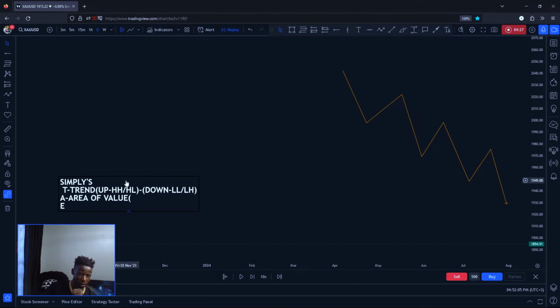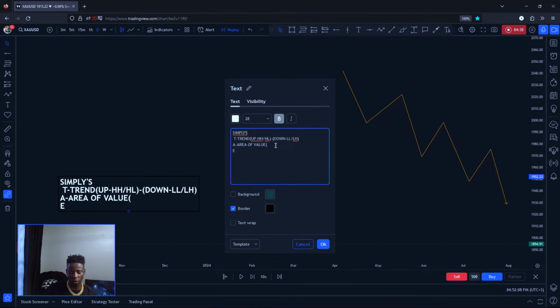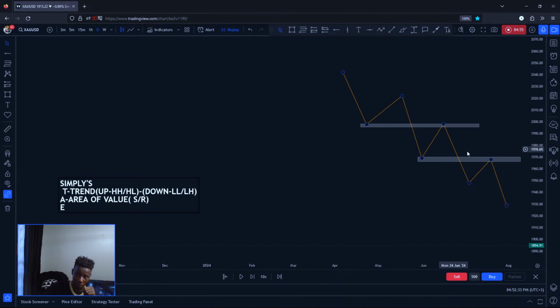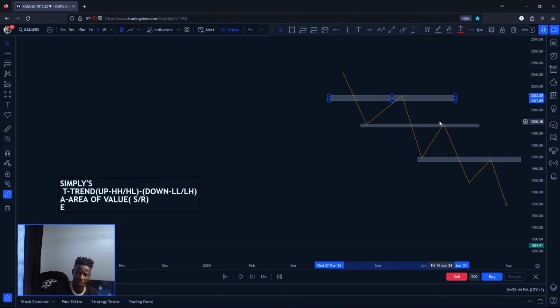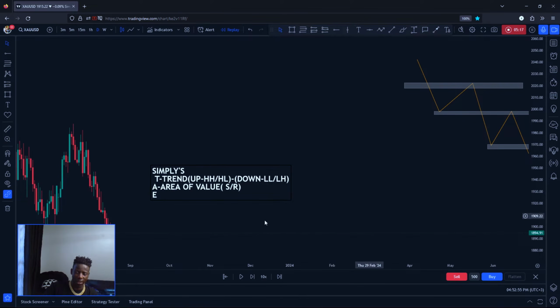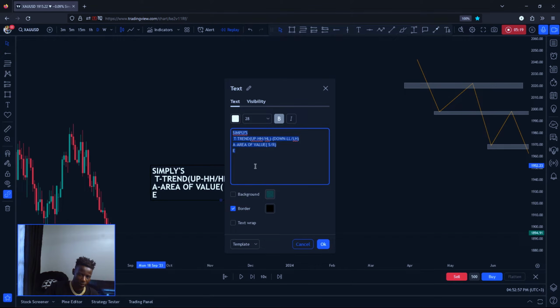What are the areas of value? Area of value is support. I use support and resistance. These are the areas of value. Trading this strategy, you don't need to trade from the middle of the trend. For example, when the market is coming from the resistance, sloping down to the support, here you start selling. And another thing is, what is E? E is called the entry trigger. Let's mark it out.